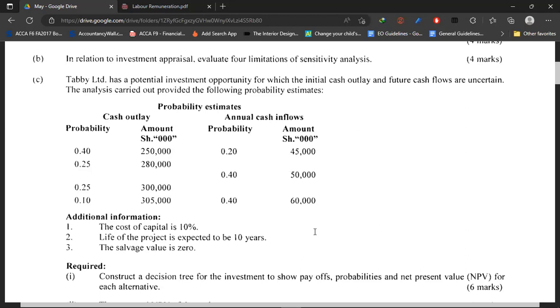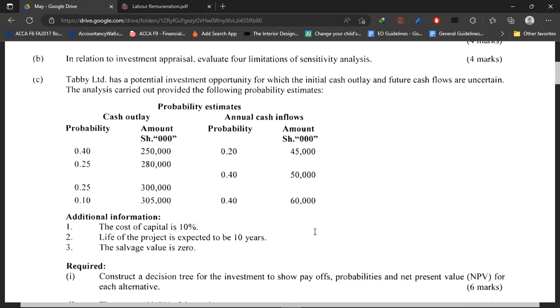Then the annual cash flows: probability of 0.20 and the amount is 45,000. 0.25 probability, amount 280,000, and 0.40, 50,000. 0.25, 300,000, and 0.40, 60,000. 0.10, 305,000. And then the additional information: the cost of capital is 10%. The life of the project is expected to be 10 years, and the salvage value is 0.